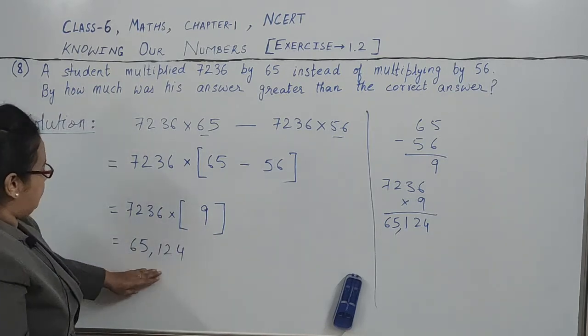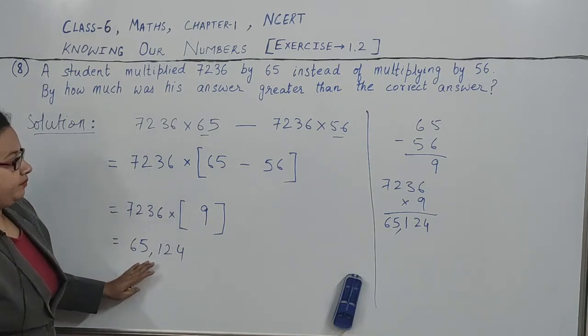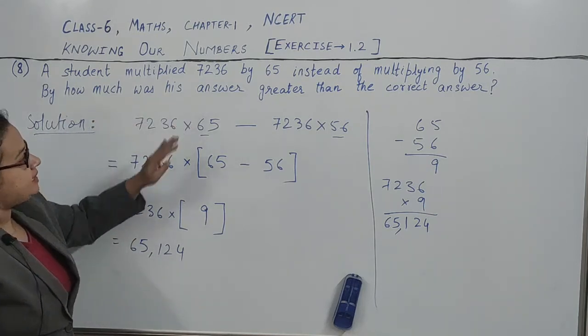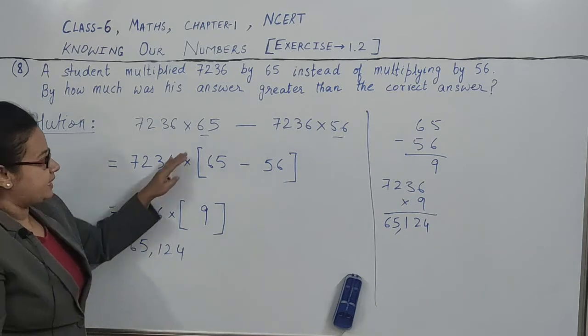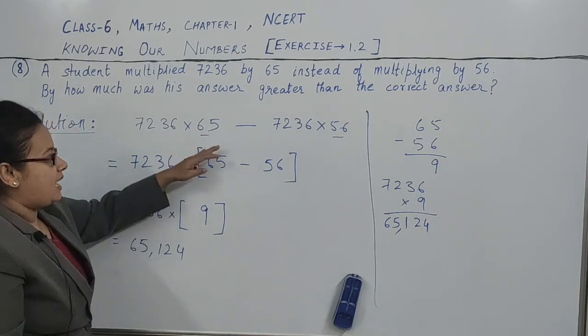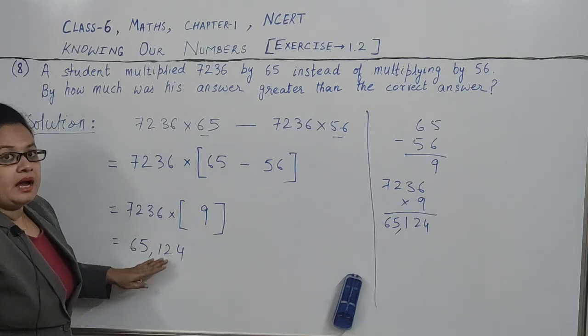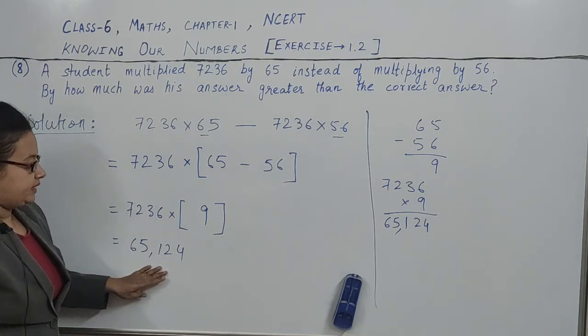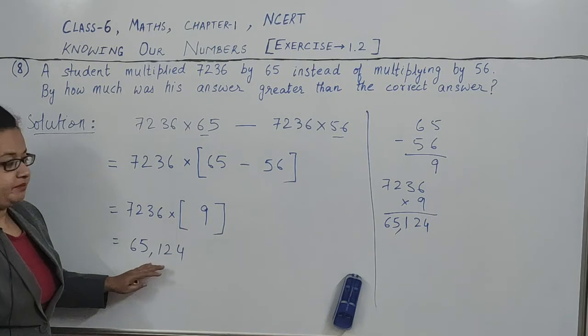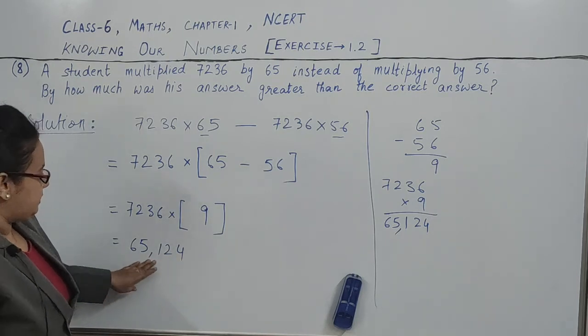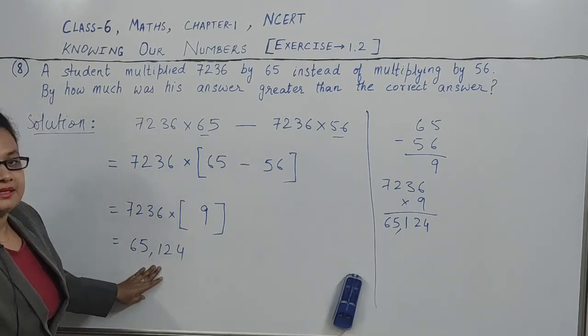So his answer will be this much greater than the actual. By how much was his answer greater? By mistake he multiplied by this and his answer became this much greater than the actual answer. The actual answer should be less, but his answer is this much greater than the actual answer. Understood?